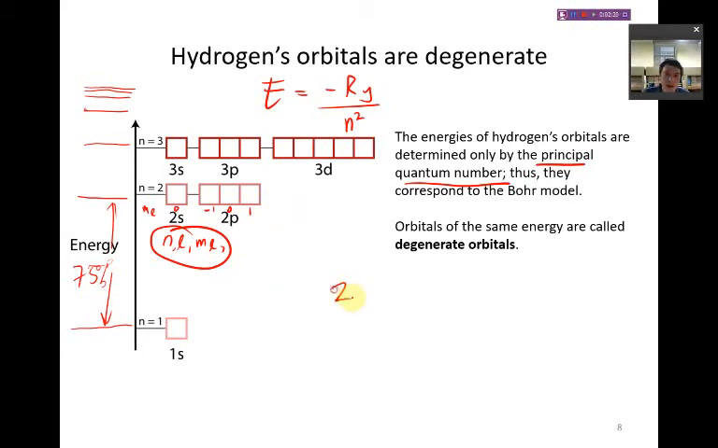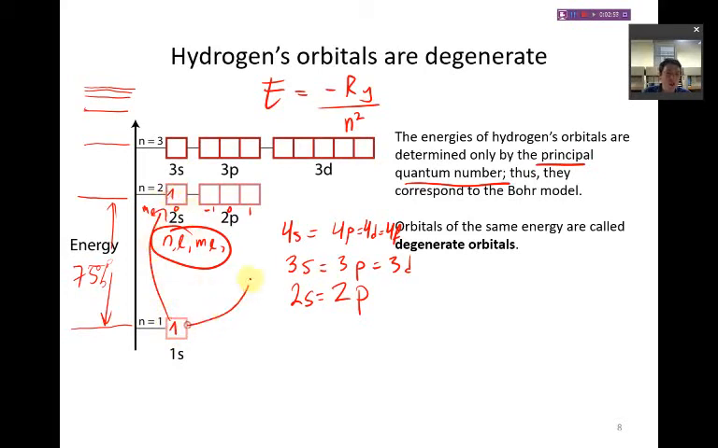So that means the 2s and the 2p orbitals are the same energy level. That means that the 3s are equal to the 3p and the 3d. That means that the 4s are equal to the 4p, which are equal to the 4d, which are equal to the 4f in terms of energy level. So if you put an electron from the 1s up to the 2s, that's the same energy as if you took the 1s to one of the 2p. Okay, so hydrogen's orbitals within the same shell are degenerate.